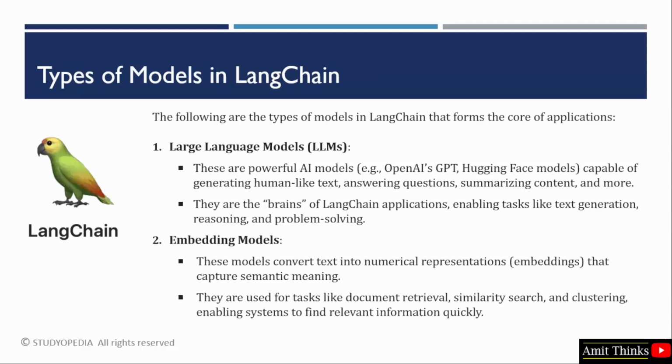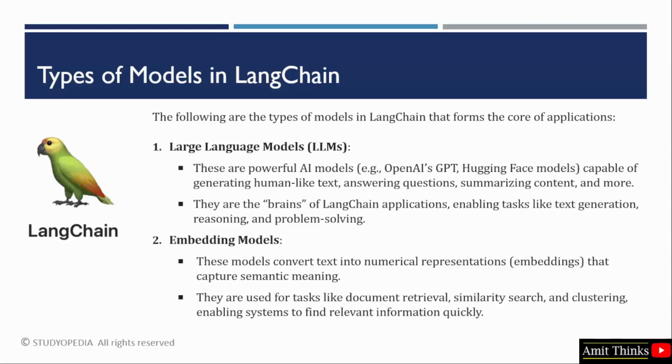The models in LangChain can include LLMs, and it can also include the embedding models. Some of the examples of LLMs are the GPT models, Meta's Llama models. They are the brains of LangChain applications so that you can perform text generation, text summarization, translation, problem solving, and others. It has the capability of generating human-like text.